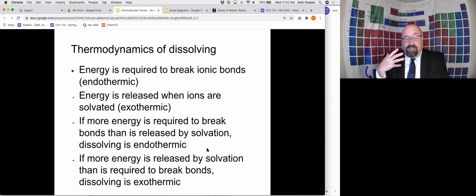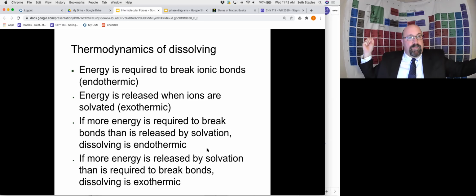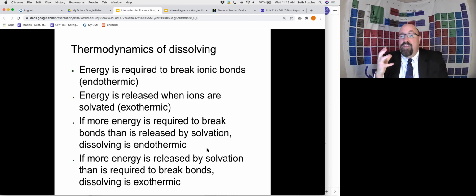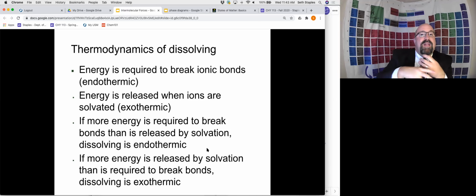Believe it or not, something dissolving is a more complicated process than you might think. There's energy that's required to break the ionic bond. So again, think of NaCl. We have our Na ions and our Cl ions locked together in an ionic bond. So it's going to take energy to break that apart. Energy is then, though, released when those ions are solvated. When those ions are surrounded by molecules, that then releases energy.